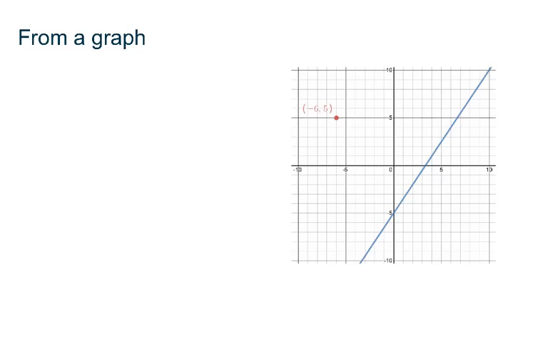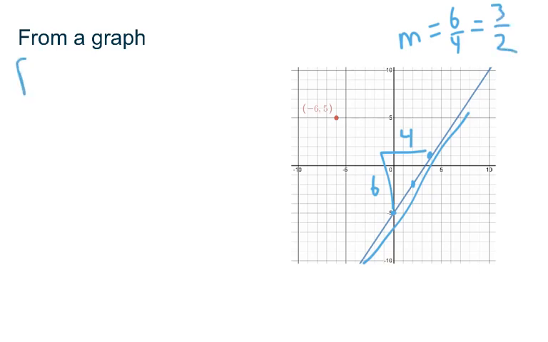The first thing I need to do is identify the slope of the blue line. I see an intercept here, and then a point right there, and another point right there. It wouldn't really matter how I do it. So I'm going up 6/4. My line is positive, so the slope is 6/4, which reduces down to 3/2. If I want parallel, my m is going to equal 3/2.